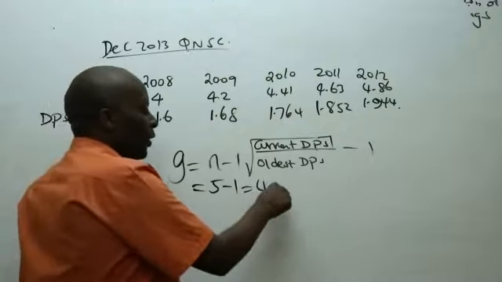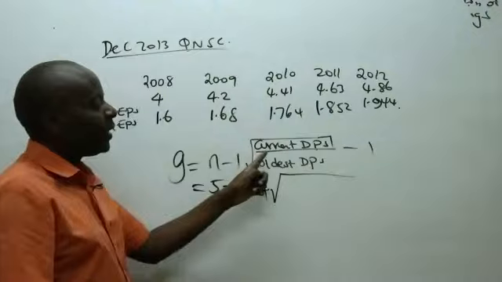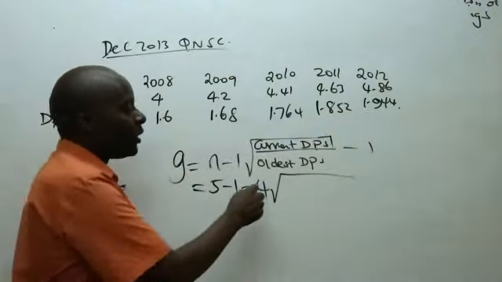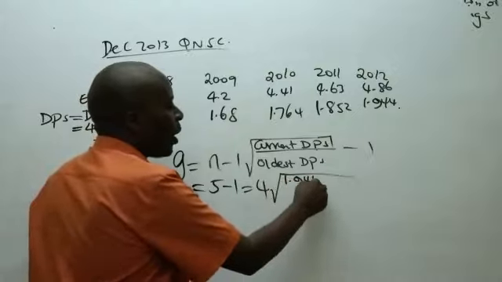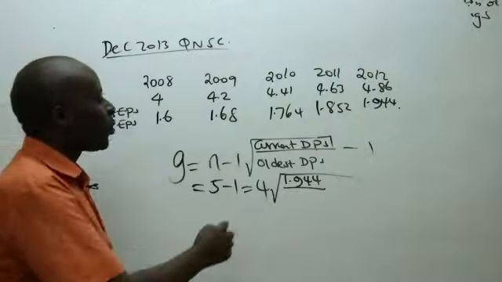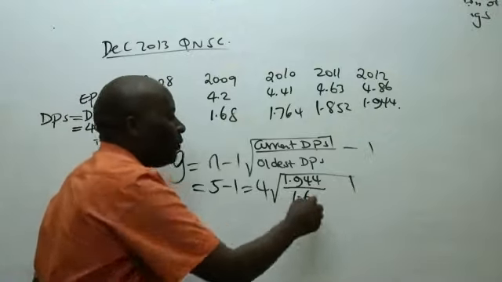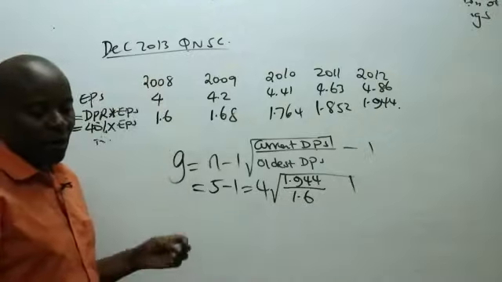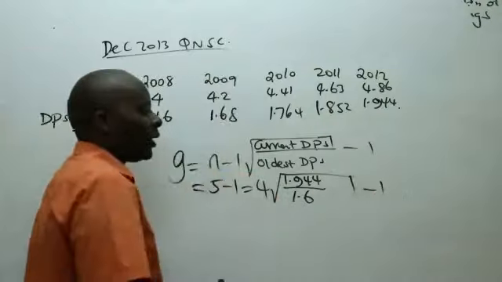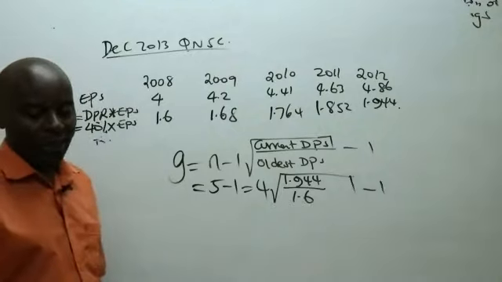So then this will be the fourth root of the current dividend, 1.944, all over the oldest dividend, which is 1.6. And then at the end of the day, ladies and gentlemen, I will subtract 1.